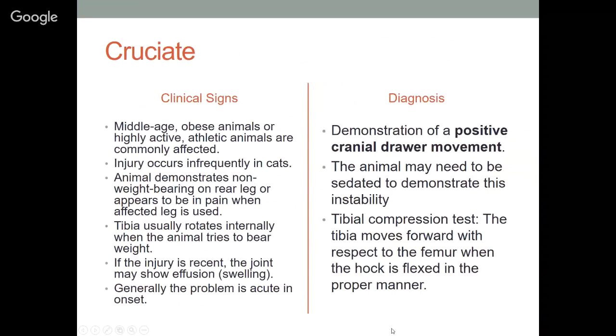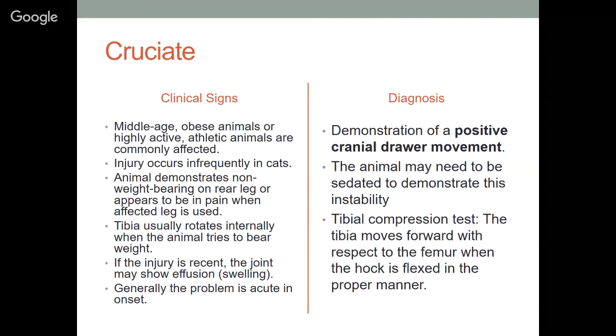Clinical signs. It's a middle-aged obese animal or a highly active athletic animal. Sometimes it does happen in cats. What we'll see is toe-touching lameness or non-weight-bearing on a rear leg, and it'll be all of a sudden. Anytime they use the leg, they appear to be in pain. When they're walking, that tibia will rotate internally because there's nothing to keep it from rotating as they try to bear weight. If the injury is recent, we may see some joint effusion or swelling of the joint. Generally, they go outside and they come back in limping.